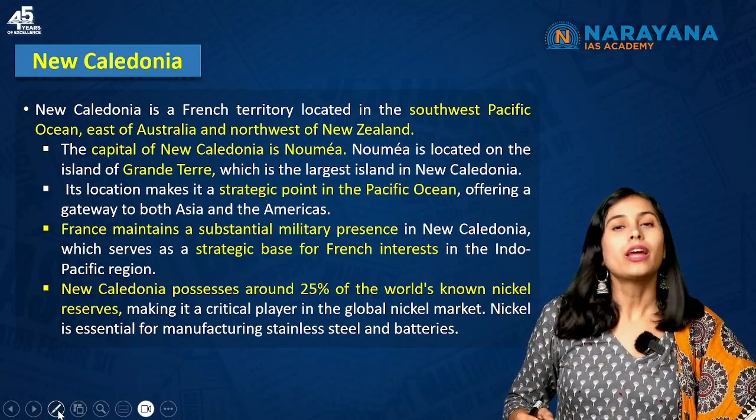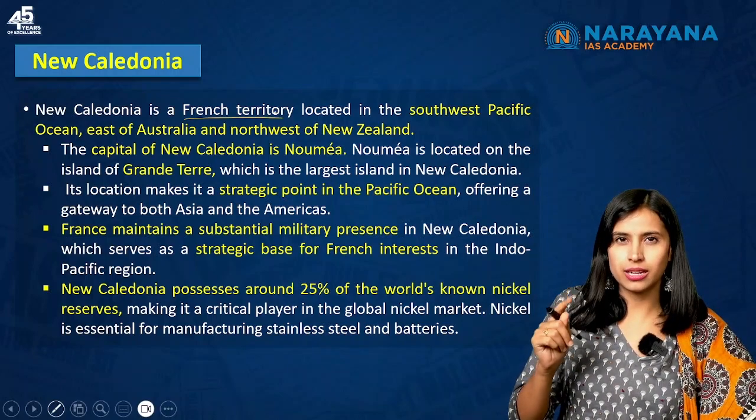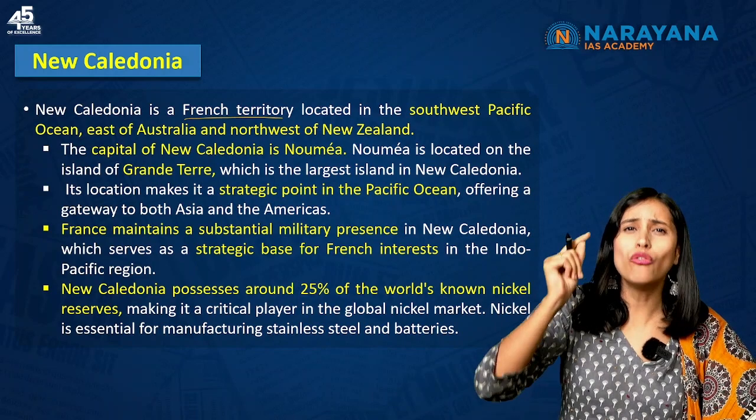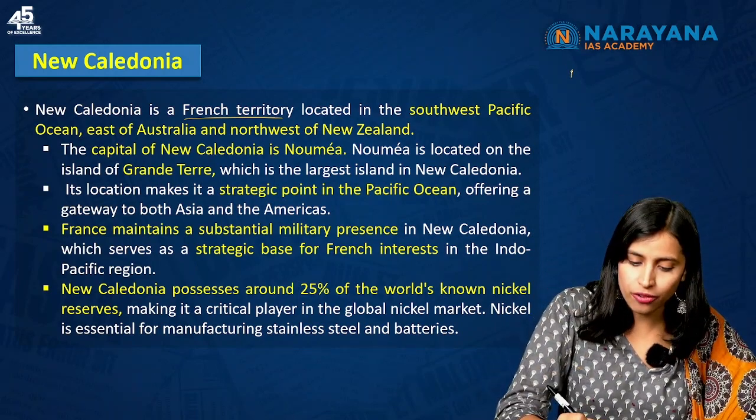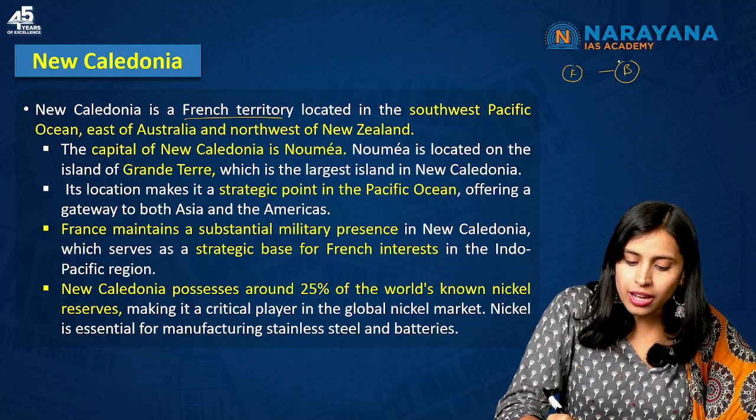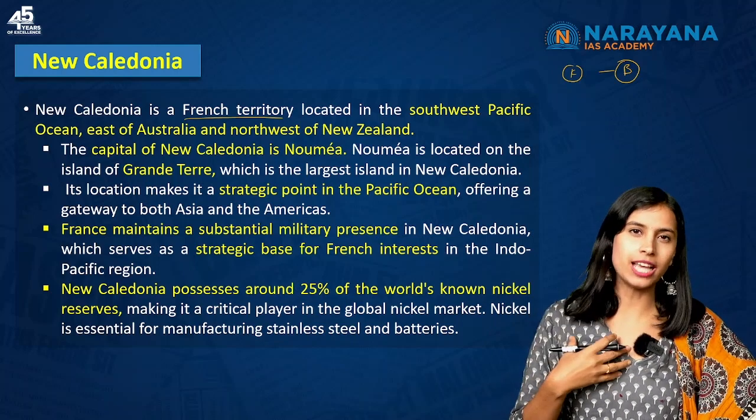Number one, New Caledonia is a French territory. In fact, it is France's overseas territory. Now, what are overseas territories? Few countries like France and Britain were early colonial countries. That means they colonized other countries, like Britain colonized India.